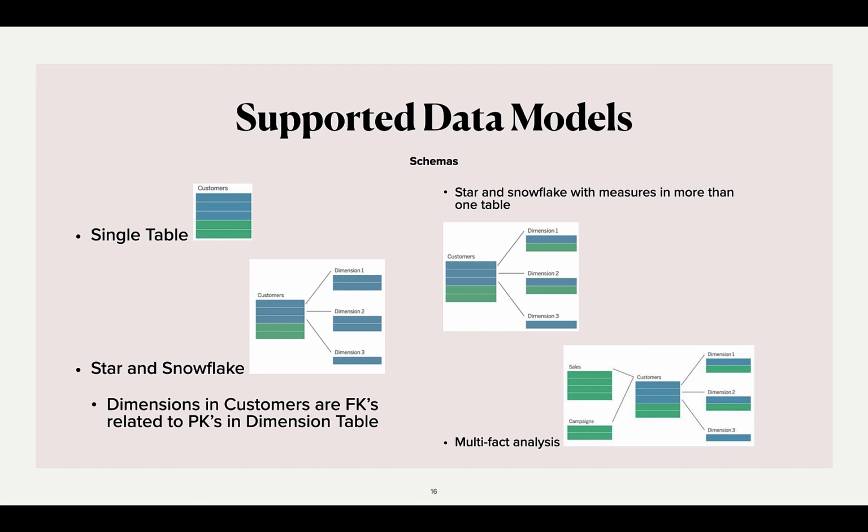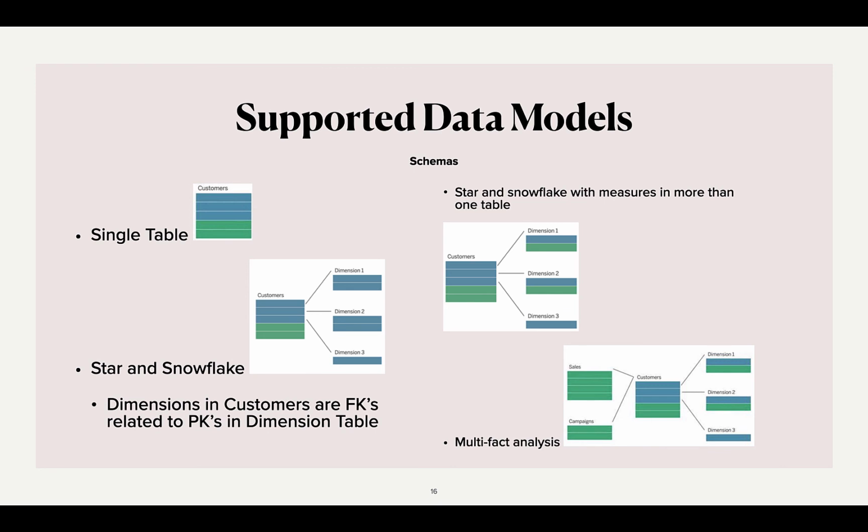There's something referred to as a star and snowflake, and that's where, for example, you could see customers contain dimensions and measures. Remember, dimensions are blue, measures are green. That's just the color coding that Tableau uses. And in the customer table, the dimensions are really just foreign keys that can be used to relate to dimension tables, where there's this foreign key, primary key kind of relationship.